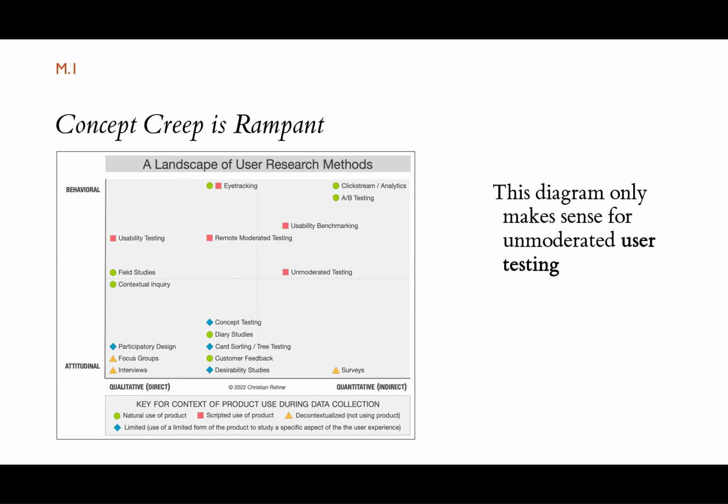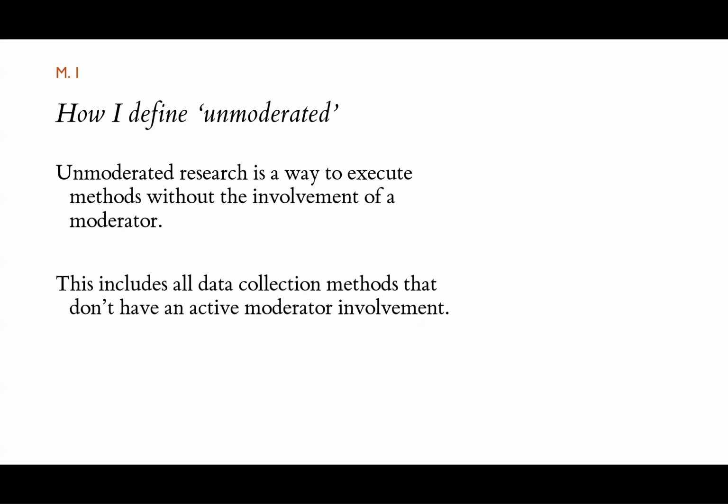But if you're trying to just use a prototype as a stimulus to generate thoughts and feelings and discussion, where would that fall, right? Where you get more attitude. So should it fall more lower on the y-axis? I personally define unmoderated as just a way to execute those methods without the involvement of a moderator. So this includes all data collections that don't have that active moderator involvement, including surveys and things like that.